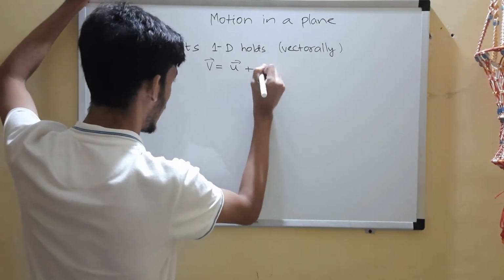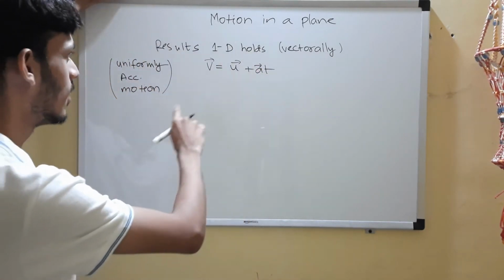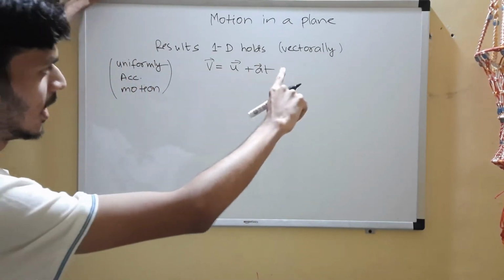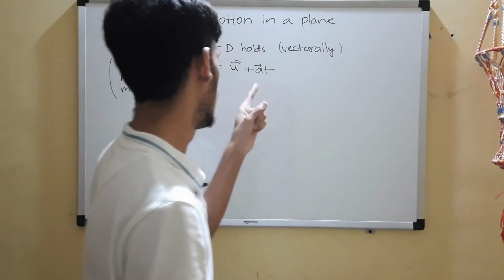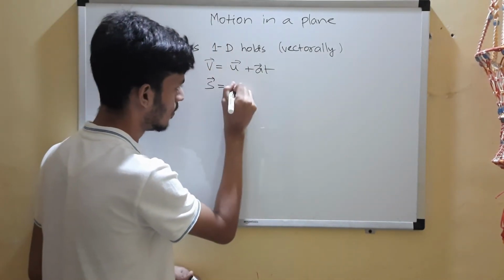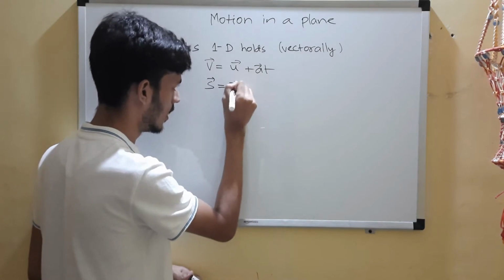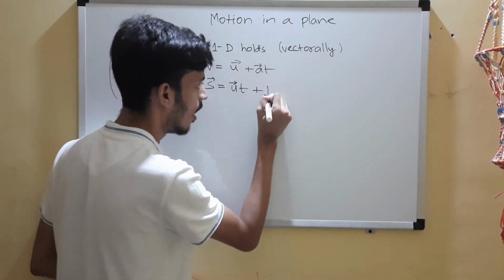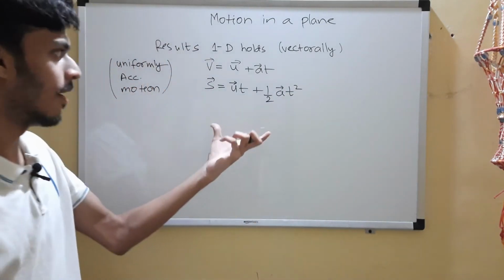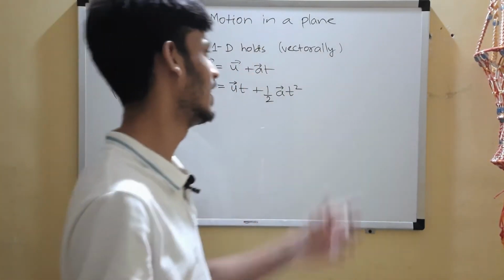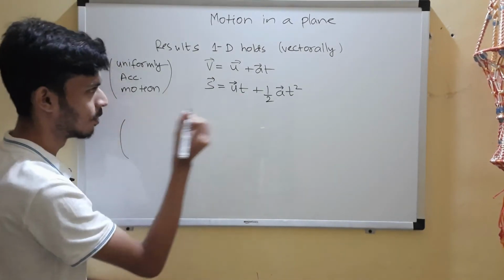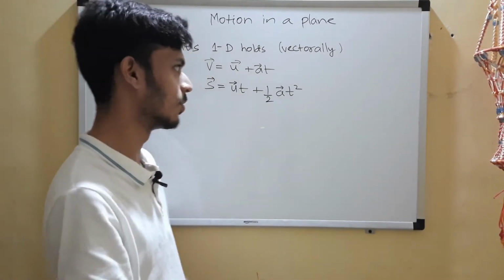Now I am placing everything vectorially. You can see that v, the final velocity, the initial velocity, and the acceleration, all three of them are vectors. Time is not a vector, of course. Then we had s is equal to ut plus half a t square, where displacement is a vector, initial velocity is a vector, time is not a vector. So you have to place things vectorially. The third equation is also there, but we are not going to use it.